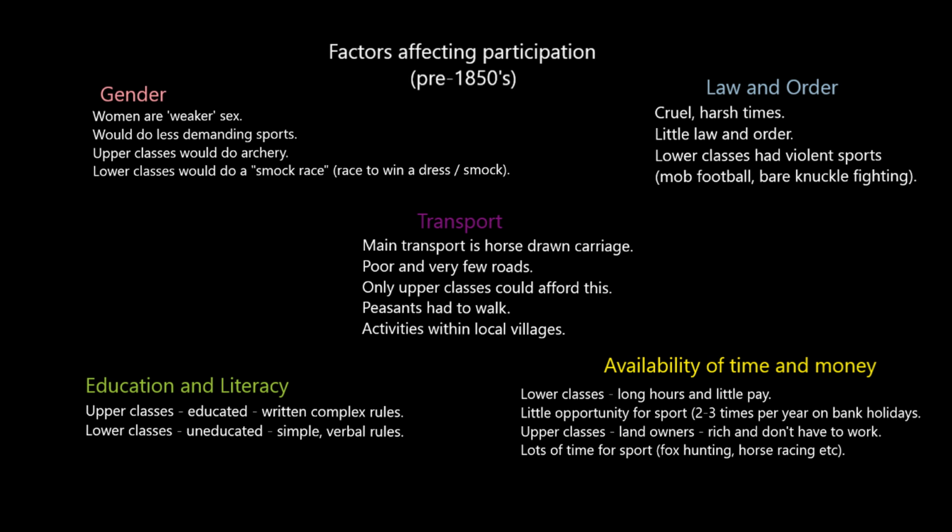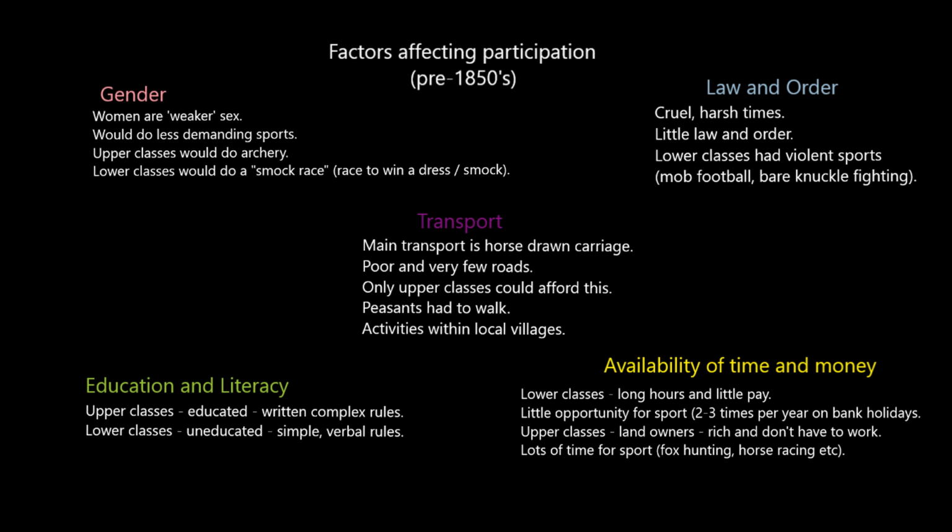And finally, transport. But again, transport is going to be linked to time and to money, sorry. But back in these days, pre-1850s, the only form of transport was horse-drawn carriage. So straight away, the upper classes were the only ones who could afford a horse-drawn carriage. However, even if you did have one, there were very poor and very few roads. Only the upper classes could afford a horse-drawn carriage and use these roads, so they could travel slightly further afield for their sports and activities. They could go to the next estate and do fox hunting and things like that.